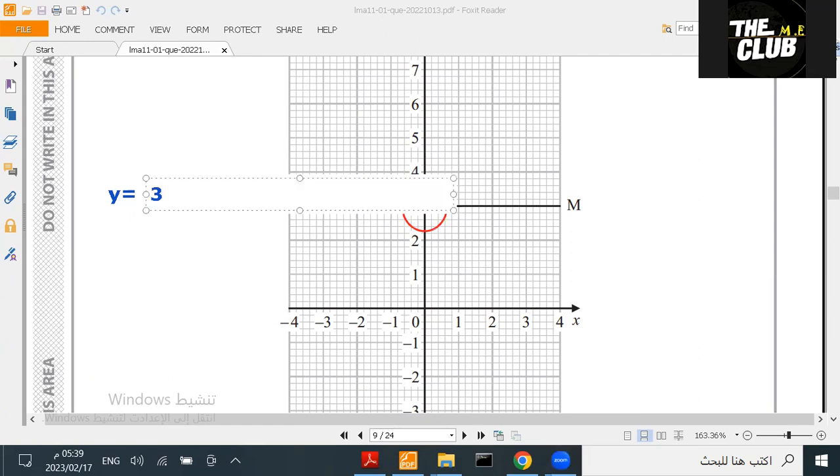That's how you answer this question. First we saw that it crosses the y-axis, so we wrote y, and then the number it crosses at, which is 3, so y equals 3. Now let's move on to the next question.